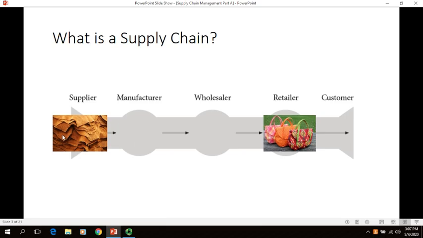And the main question we have in supply chain management is how to manage these members so we can reduce the cost of production, the cost of delivery, and the cost of storage. So today we're going to focus on how to evaluate the performance of a supply chain.